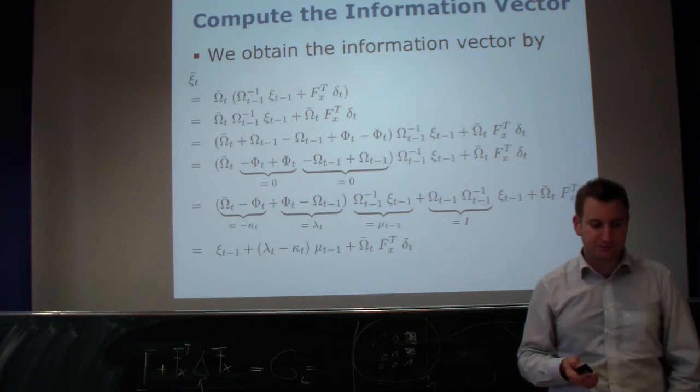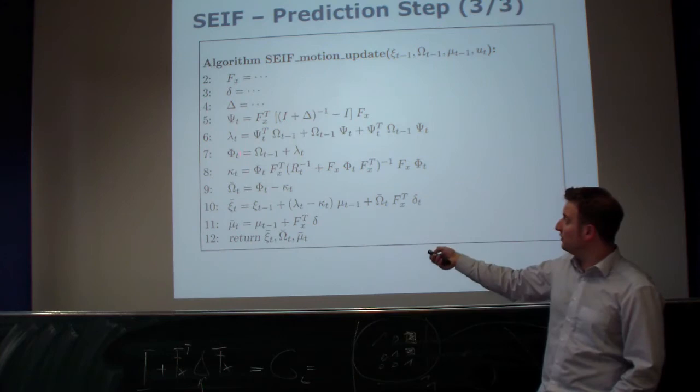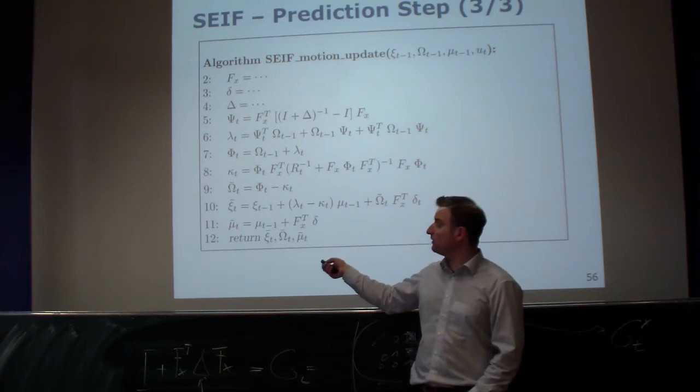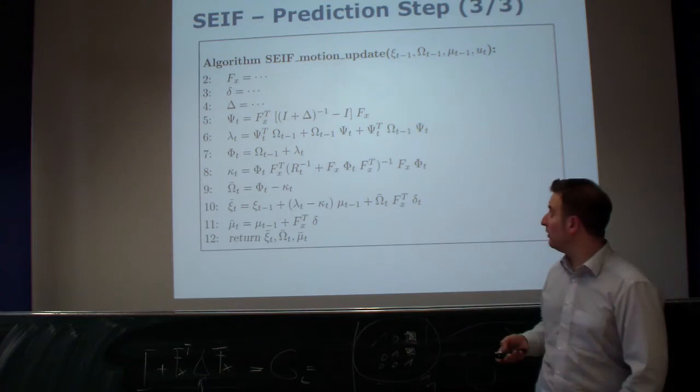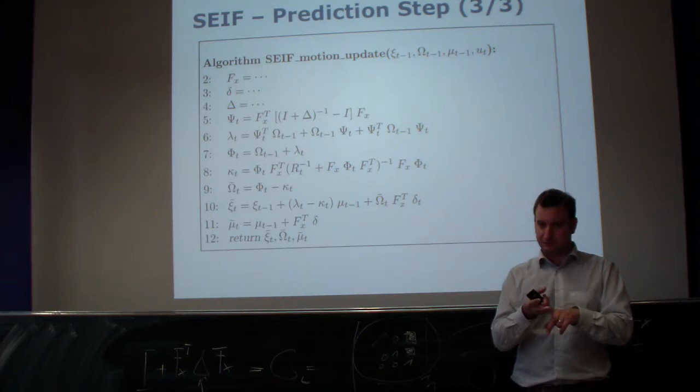Okay, so this completes the motion update of the sparse extended information filter, where up to here is exactly the same one we had before. We just have these two update terms for the information vector. We completed the update of the prediction step that we said. We computed the new information matrix based on the update, the new information vector based on the update, and the mean based on the update. These are the three quantities.